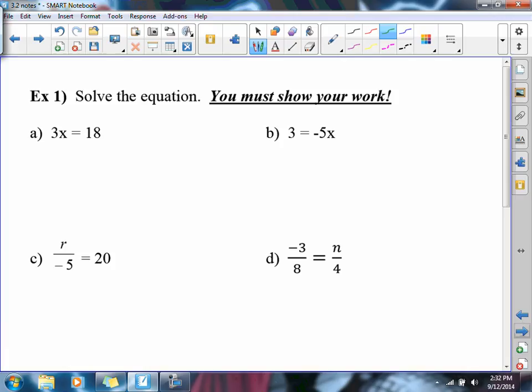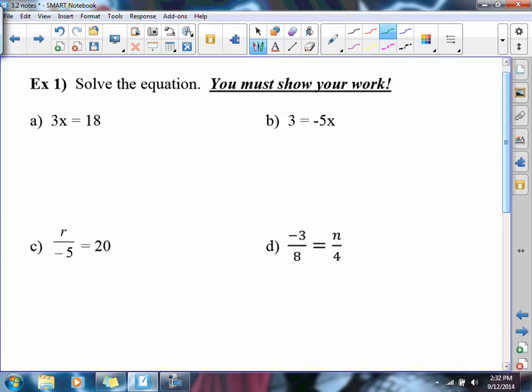In example 1 we have 4 parts, A through D, and we're going to practice solving one-step equations that have multiplication or division in them. We have to show our work. Later we're going to have equations that have 8 steps in them, so you want to get really good at showing your work now. In part A we have 3 times x equals 18.